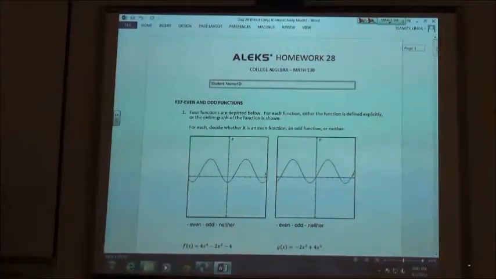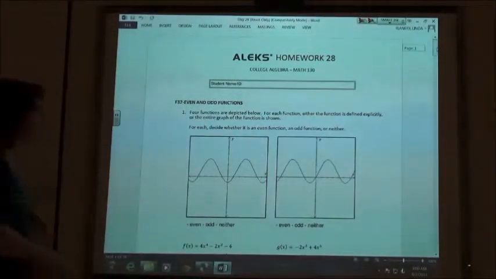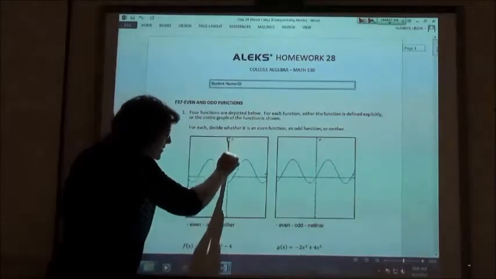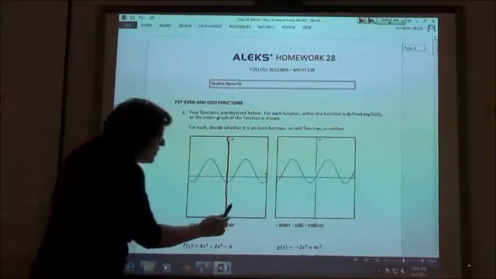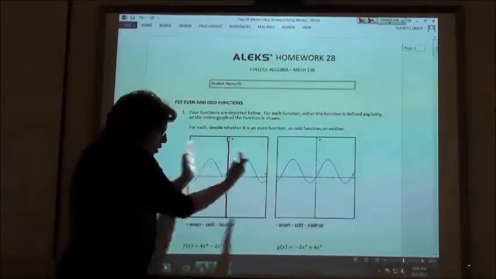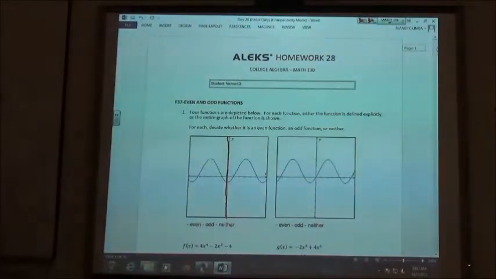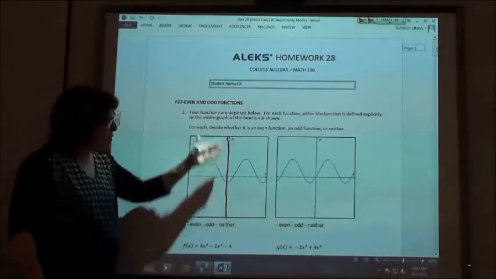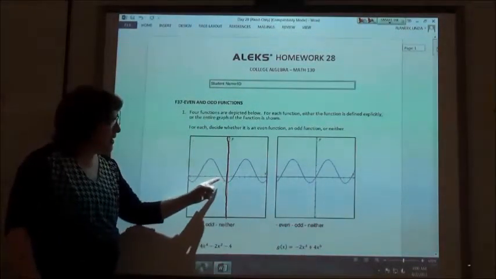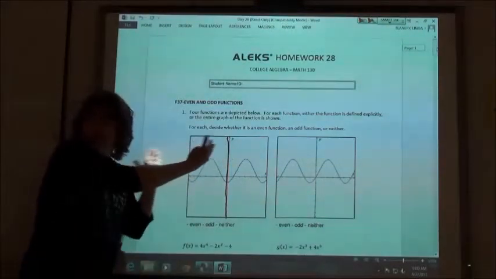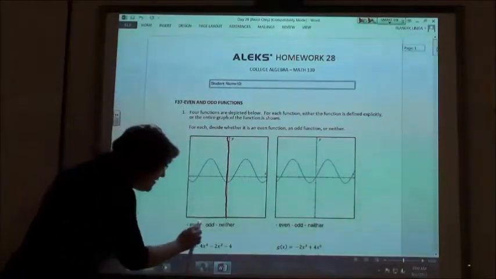Well, in order to be an even function, you have to be able to split it right down the y-axis, and it has to be the exact same thing on both sides. If I fold it over, they touch each other. Okay. So, this is going to be an even function because if you look on either side, they're mirrors of each other, right? So this is even.